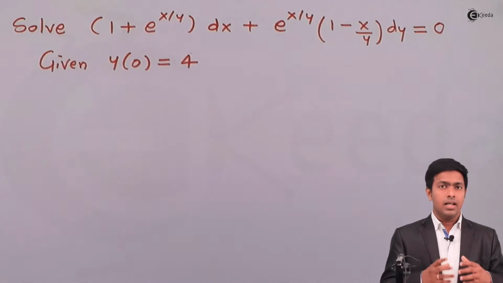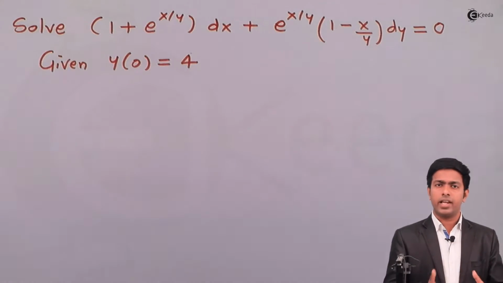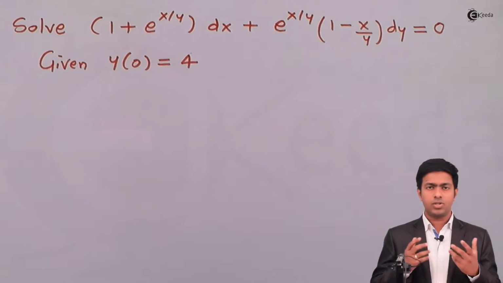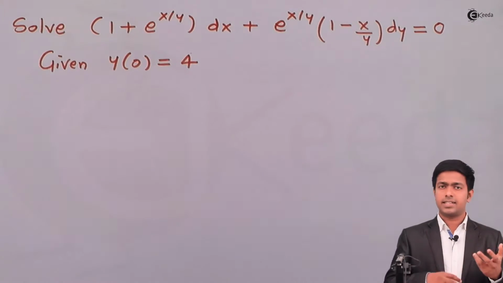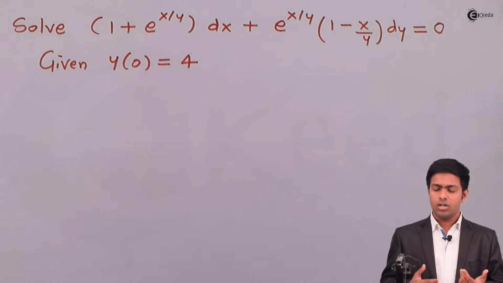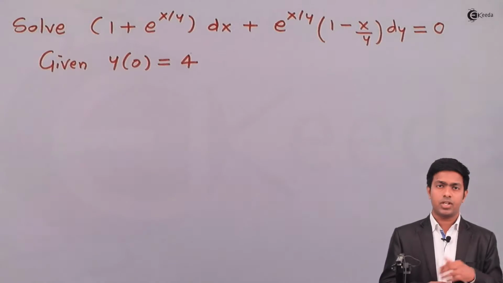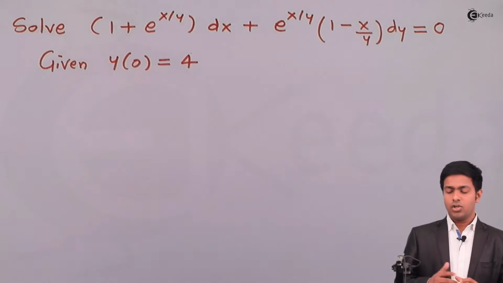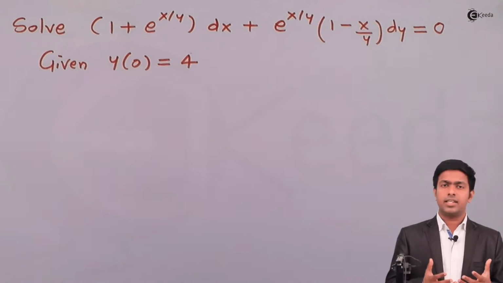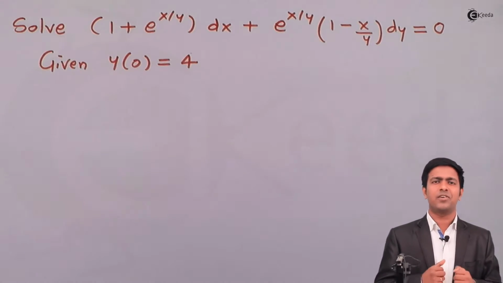For example, if I want to apply the variable separation method, then I should check whether I can separate x and y on both sides or not. So here it is not possible to separate x and y on both sides. So what is the other method? Let's say the second method is exact differential equation.